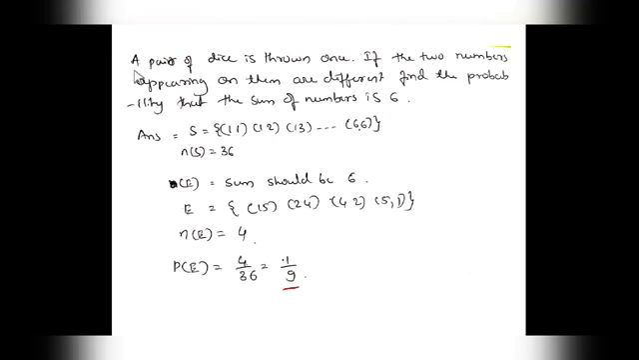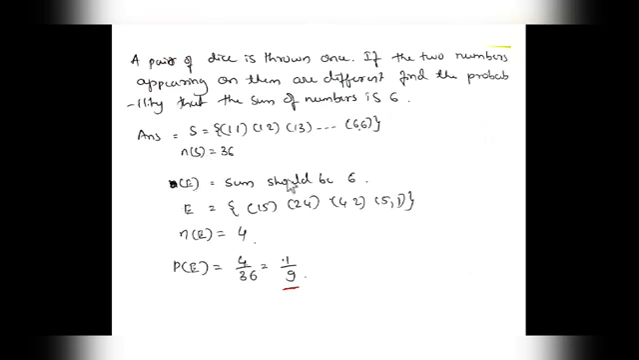We have one more example here. A pair of dice is thrown once. If the two numbers appearing on them are different, find the probability that the sum of numbers is 6. Now here we are rolling 2 dice. Therefore the sample space will be (1,1), (1,2), (1,3), (1,4), (1,5), (1,6), (2,1), (2,2), (2,3), (2,4), like this way up to (6,6). That is, total number of outcomes in the sample space is 36. That is, n of S is equal to 36.